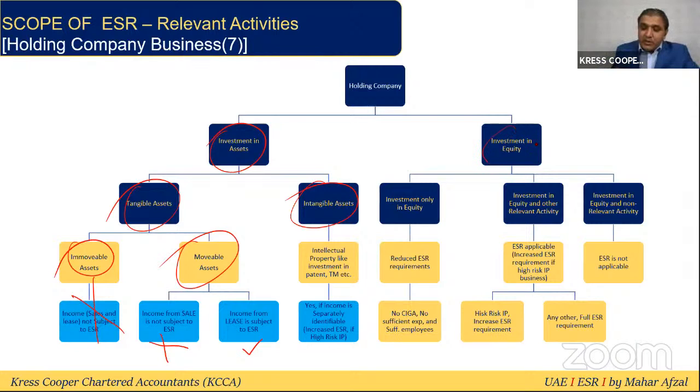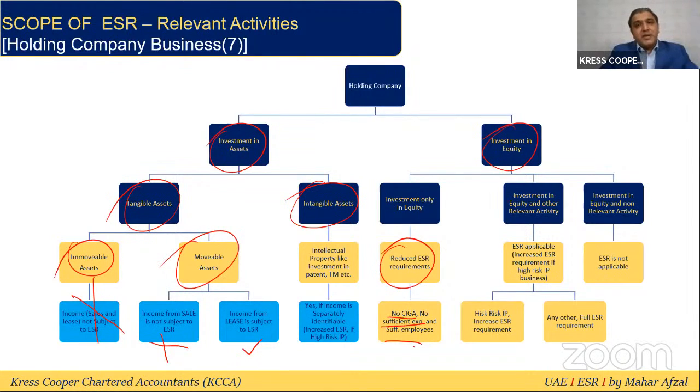So far as investment in equity is concerned, if the company has only investment in equity, it will be subject to a reduced economic substance requirement. So the company will not be subject to CIGA or sufficient expenses. If the company has investment in equity and other relevant activity, then we need to assess the other relevant activities, high risk IP business or non-high risk IP business. If it is a high risk IP business, then it will be subject to enhanced economic substance requirement. If it is not a high risk IP business, then the company will be subject to full economic substance requirement.